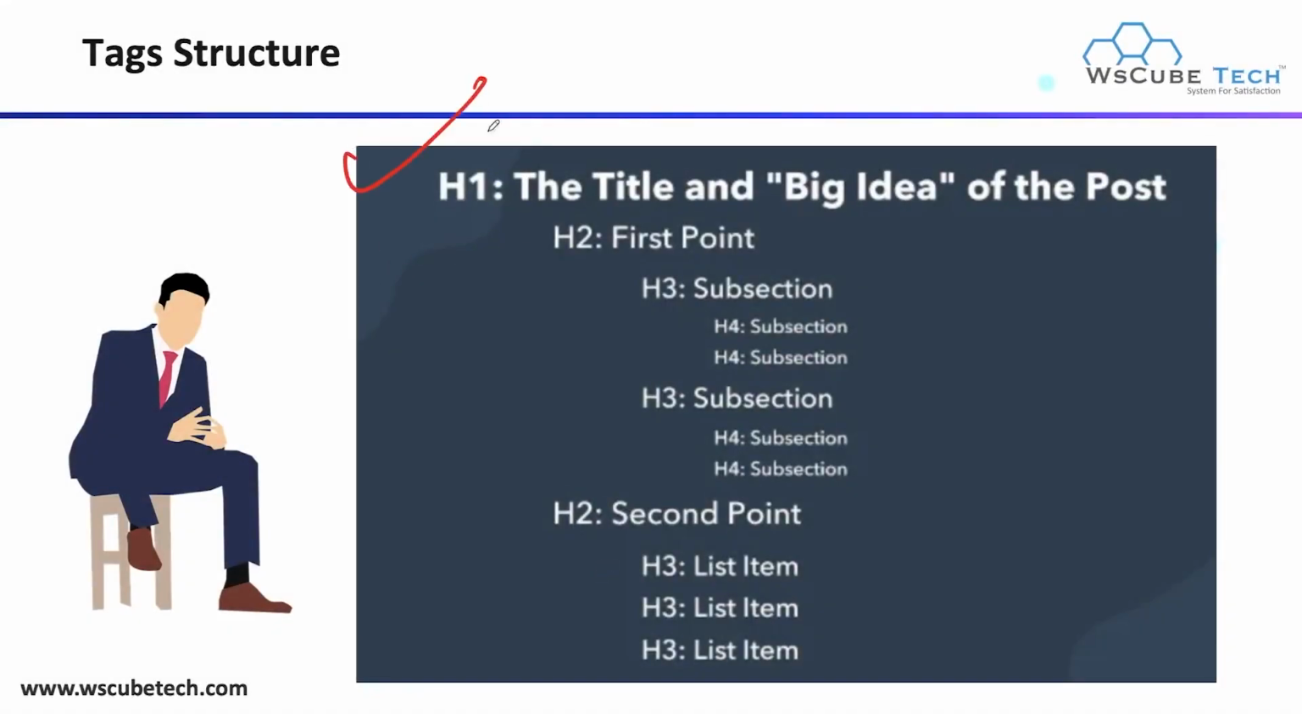Now, this is the tag structure. For example, this is your title, which represents the big idea of the post, that you have to write in your H1 tag. After that, you have the first point, which you write in the H2 tag. Again, you have a second point, you write in an H2 tag. Then you have a subheading of this particular point, which you write in your H3 tag. Again, for H3, you can take a subheading in your H4 tag. By this way, you can create your tag structure and write your post in this particular way.